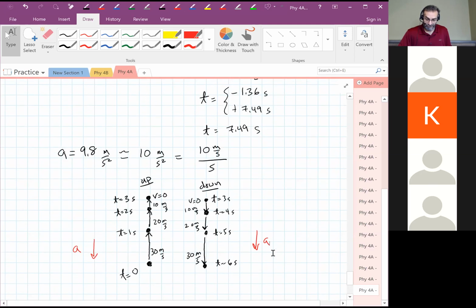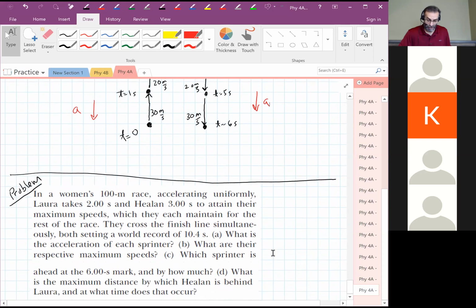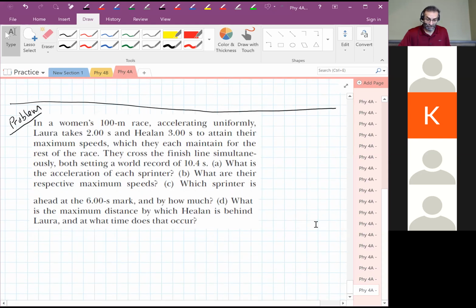Good stuff. Let's do this problem. So I told you I was saving a special problem that would be pretty straightforward if we use our graphical approach, but would kind of be a nightmare to solve if we're using equations and things. And I'm not sure it's a nightmare to solve with equations, I'm not going to do it though. But I'll show you how you can solve this with our graphical approach.